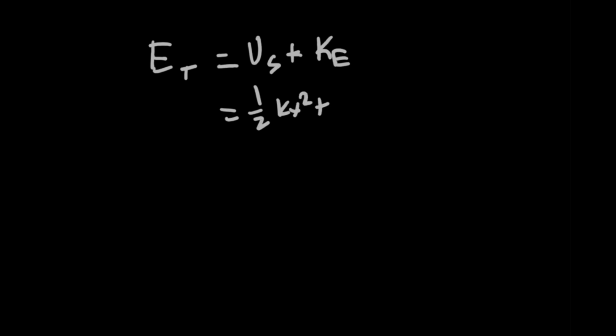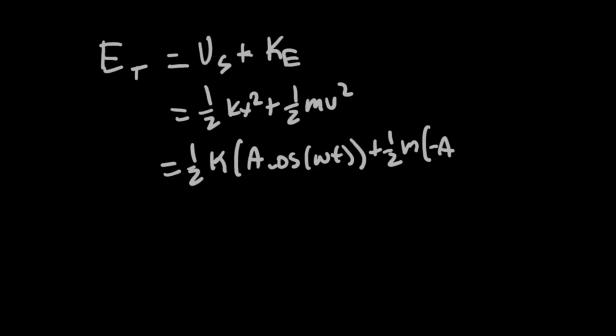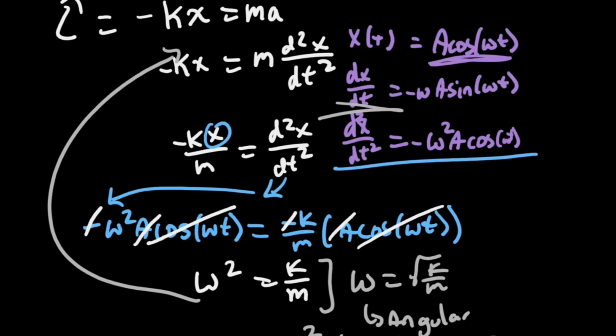1/2 kx squared plus 1/2 mv squared. And we know that our x term is just going to be equal to A cosine of omega t. So we're going to have 1/2 k (A cosine omega t) squared plus 1/2 m, and we know our velocity equation, right? It's going to be (negative A omega sine omega t) squared. Where do we get this from? Well, we know that dx of t is just v of t.